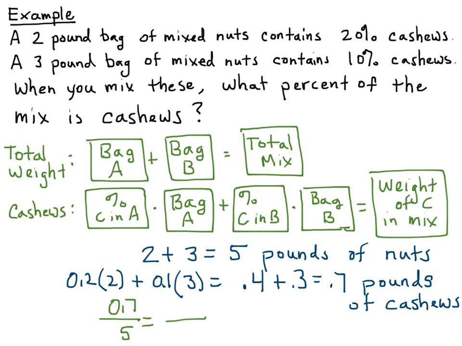So what this means then is if I take the 0.7 pounds of cashews divided by 5 pounds, which is the total volume that I have, including all the nuts, what I get is essentially 14 over 100, or 14% of my bag is going to be cashews.